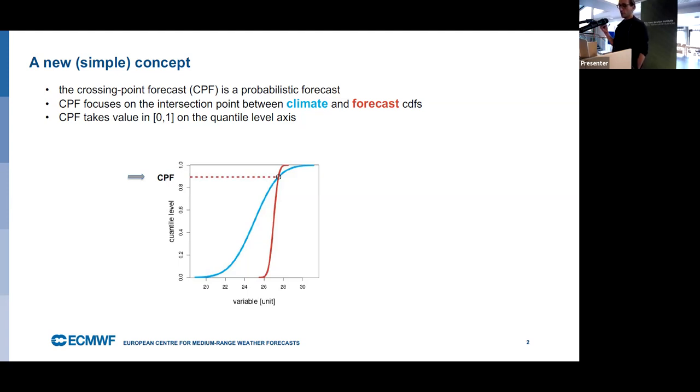We need an unconditional distribution and a conditional distribution based on the information we have at the starting time of the forecast. When we produce a forecast, we have some information that we don't have when we look at the climatology, when we look at this intersection.